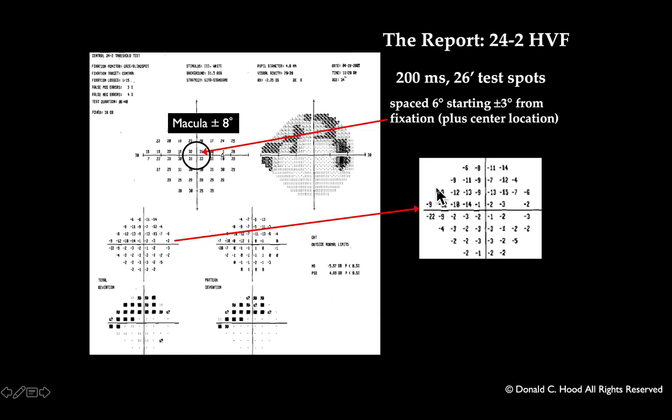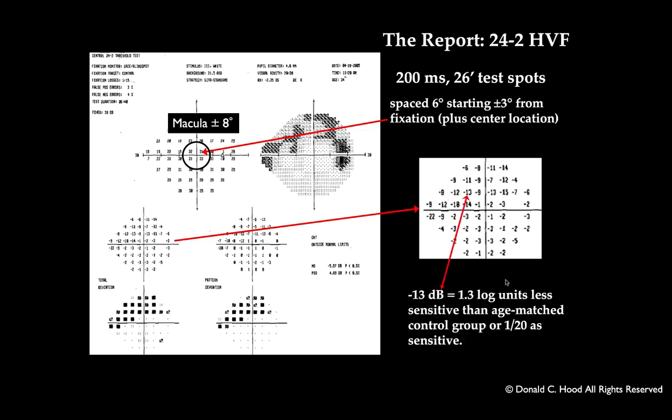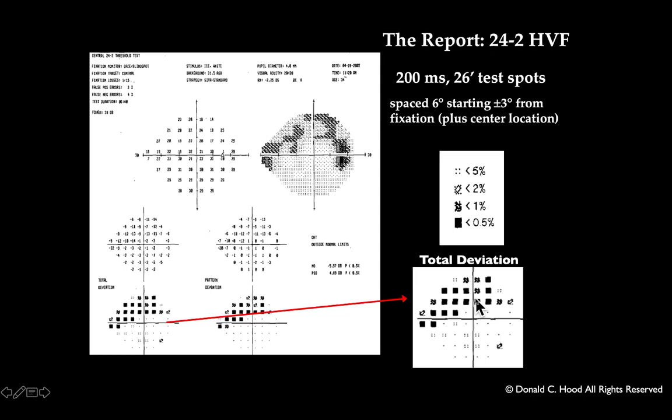These numbers, again, I want to remind you, the way you read this is a -13 here, for example, means this person at this spot is 1.3 log units less sensitive than normal. Or if you take the anti-log, it means they're 1/20th as sensitive as normal. Or if you think of it the other way around, they need 20 times more light than you do. If this was a -3, it would be 0.3 log units, and yet they would need twice as much light. And then, of course, these symbols here signify the significance level.